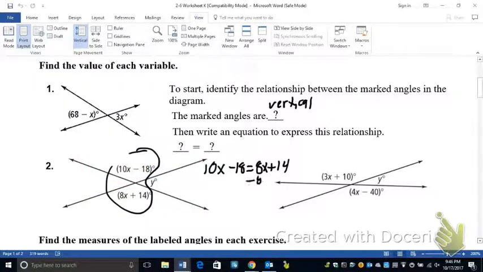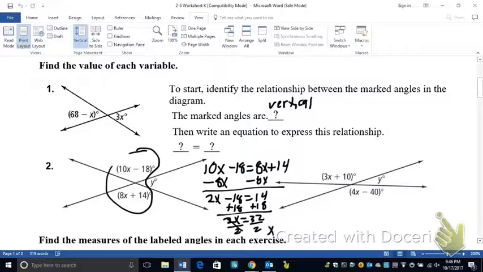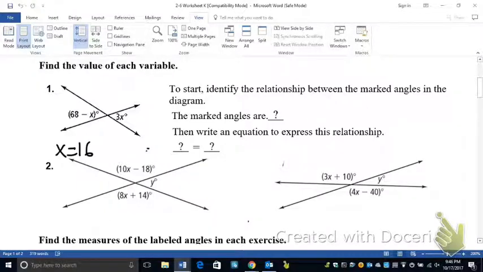So we're then going to subtract 8x from both sides. We get 2x minus 18 equals 14. I'm going to add 18 to both sides. So we get 2x equals 32, divided by 2, and we get x equals 16. So we know that x equals 16. So now I'm going to quick erase all that.